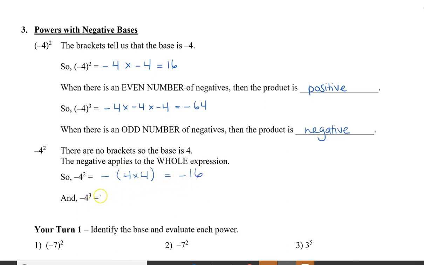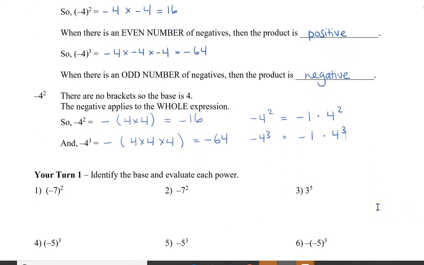Now notice that when it's cubed, we have negative, and then we're going to go 4 times 4 times 4, and that still gives us negative 64. What you can think of is that negative sign, it actually means negative 1 times 4 squared. Or if it's negative 4 cubed, you can think of that as negative 1 times 4 cubed. And that's why in these two expressions, the value will always be negative.